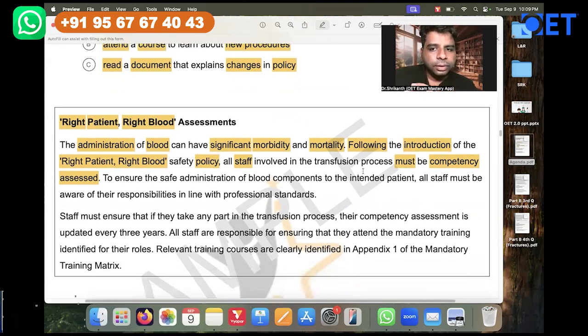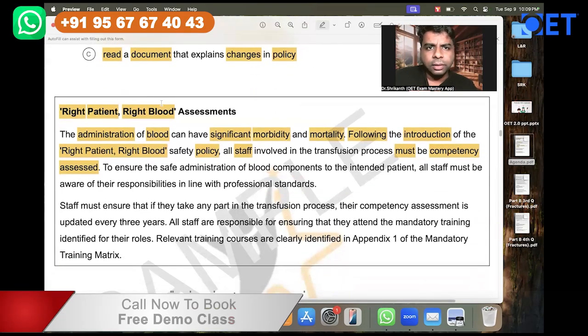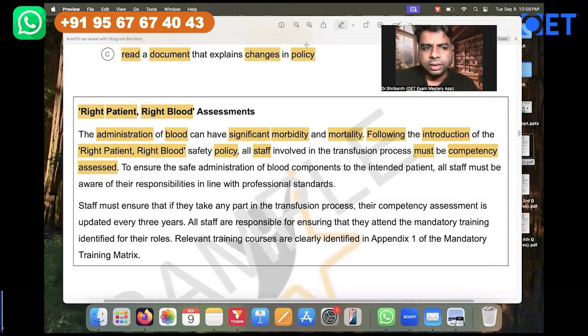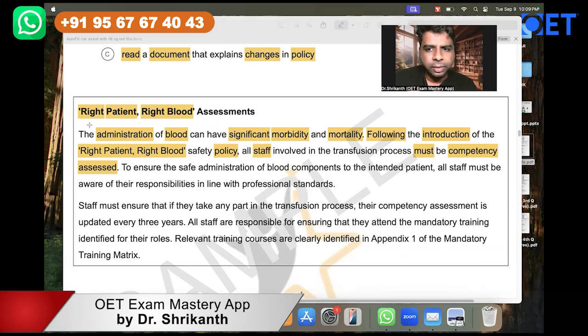Now, this is the important word, must. Again, this is an obligation. So you have to give importance to very strong words such as must. Let me just highlight that single word because that is extremely important. Must be competency assessed. Now, let's come to the next sentence.